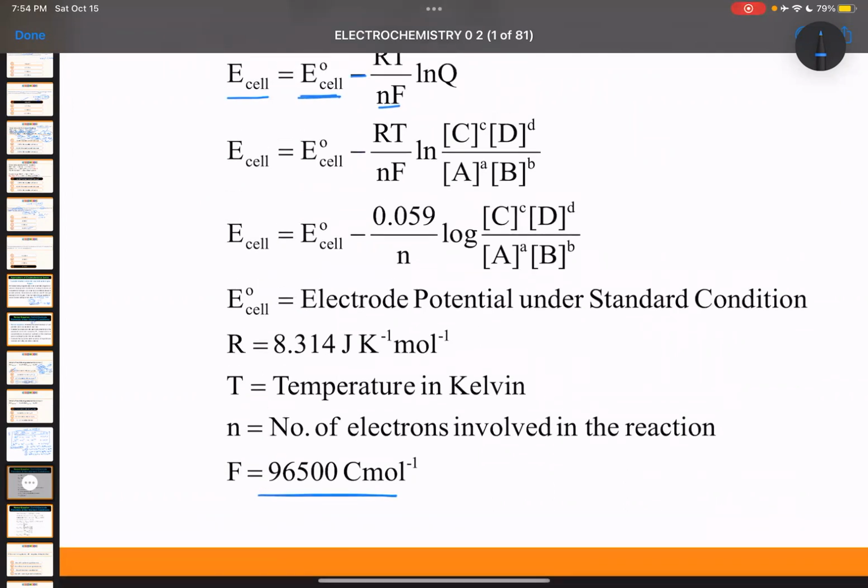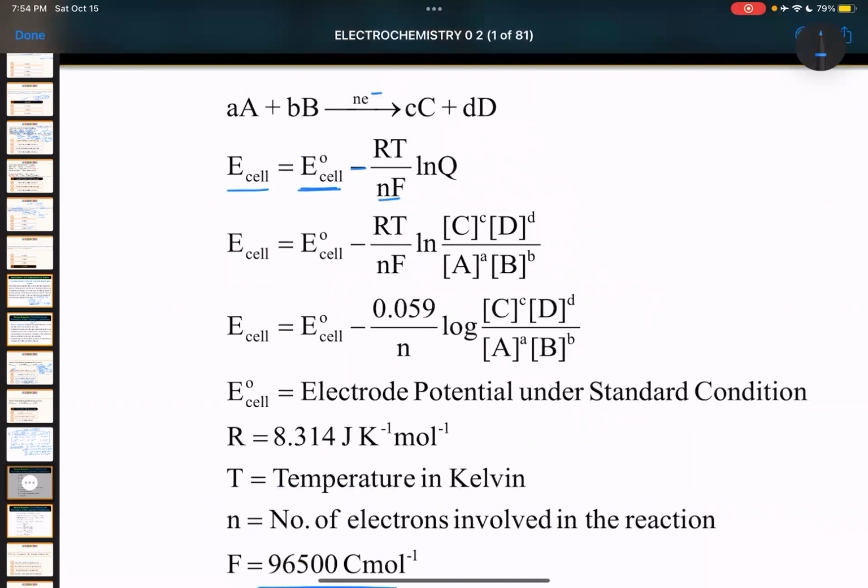Okay. And this is the reaction quotient. In 11th class, you must have studied equilibrium. So this is the reaction quotient. It looks very much like the equilibrium constant. So concentration of C raised to the power of its coefficient, concentration of D raised to the power of its coefficient in the balanced equation, divided by the concentration of reactants, each raised to the power of their stoichiometric coefficient.